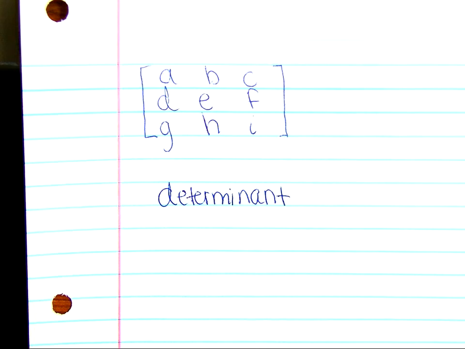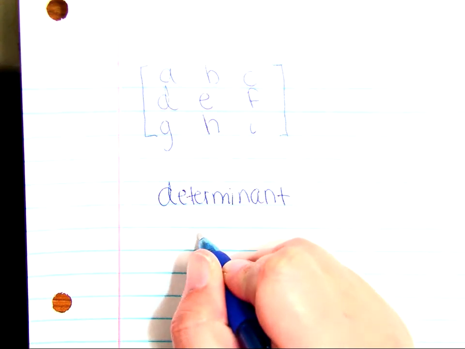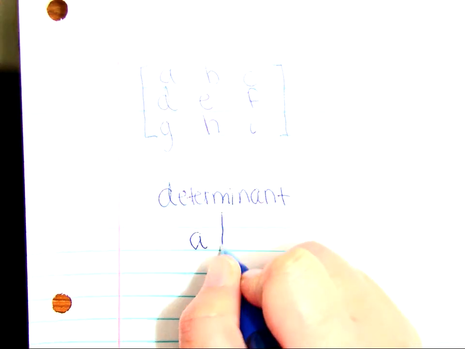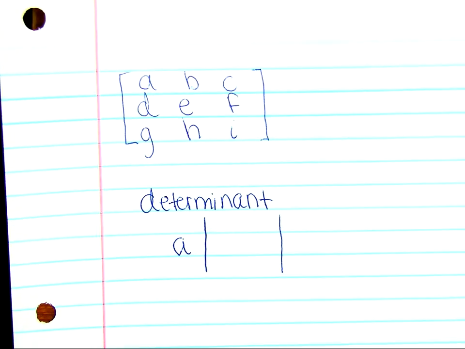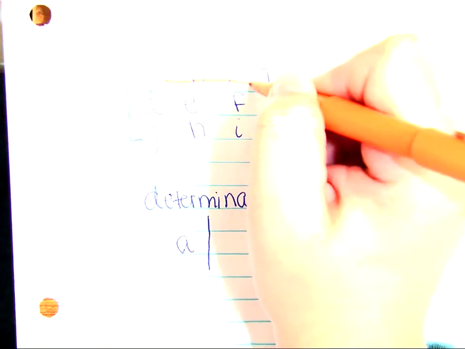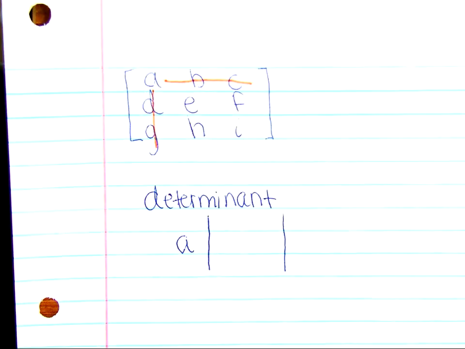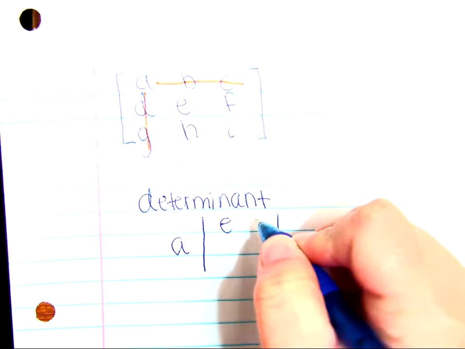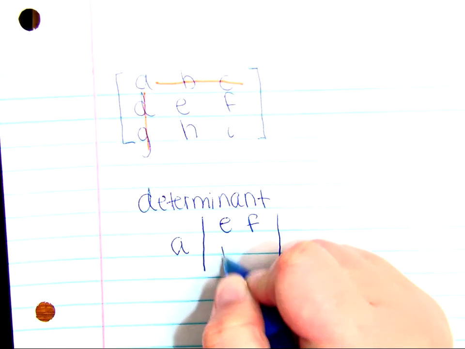So what's going to happen is I'm going to start with the first row, first column, which is A. And I'm going to take A times the determinant of, and what's going to happen is, because I'm using A, I'm going to cancel these and cancel these. So I'm going to do the determinant of E, F, H, I.